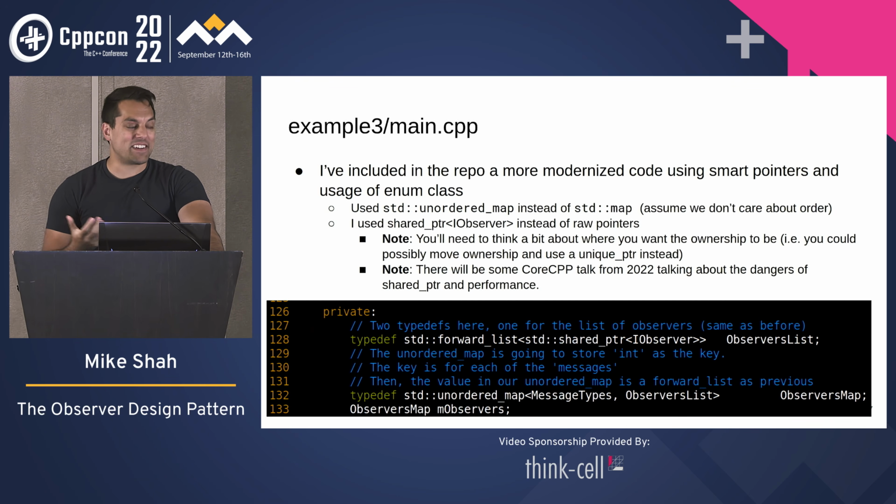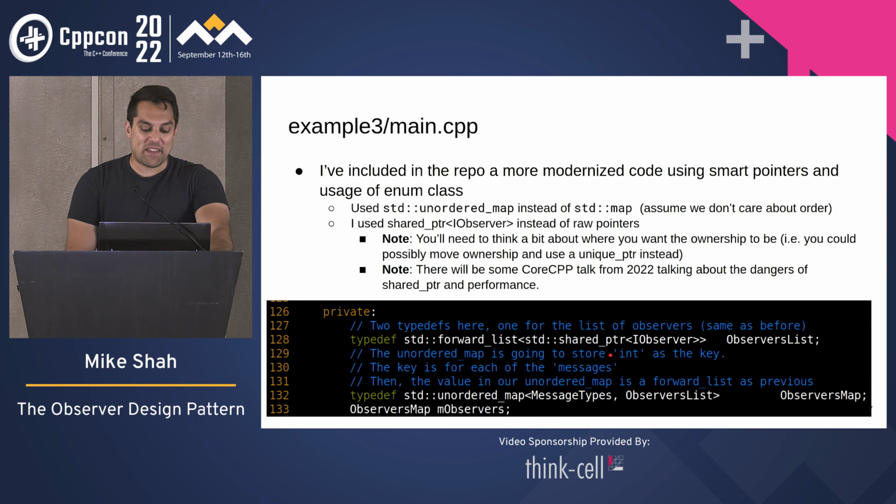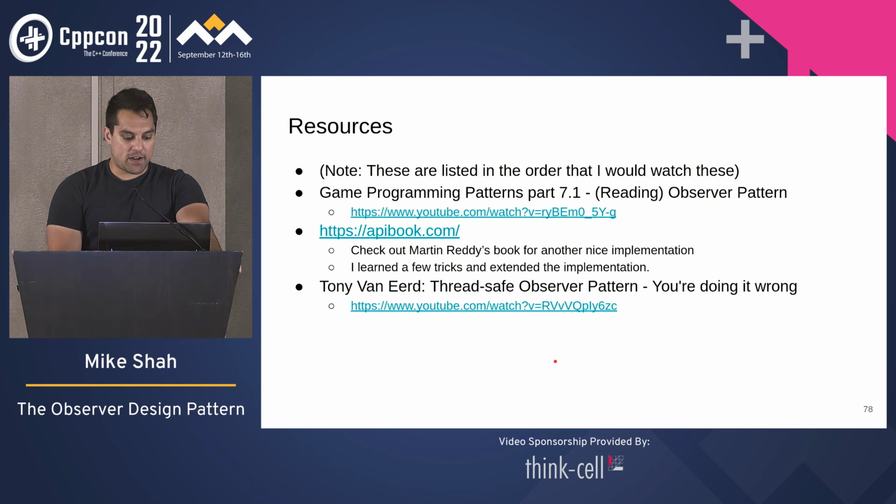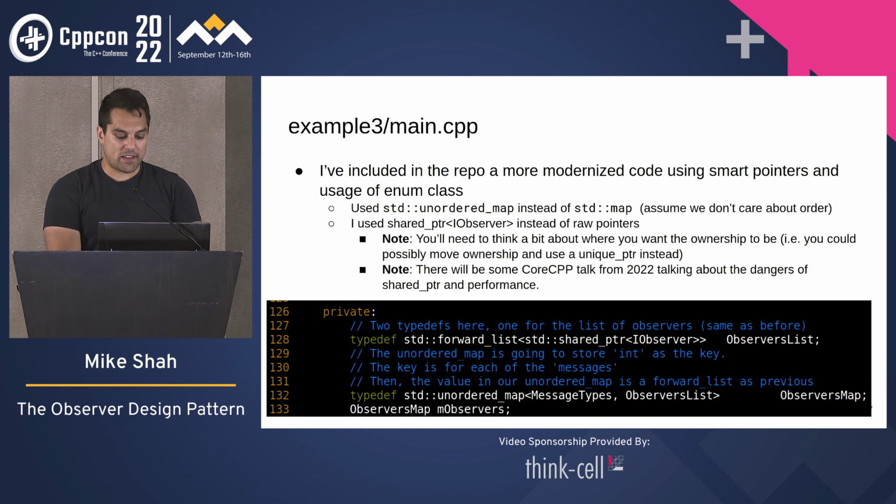Is it going to be a unique pointer? In this case, you have to be careful with shared pointer. There was a talk I was just at, Core CPP, about the performance implications of shared pointer. I think there was one next door as well. There have been a couple about shared pointer and atomic performance too, so you do have to think about that. Once you start sharing things, there's locks involved with shared pointer. And the last thing: there is an enum class in here, I promise, for the messages. So we get at least some type safety. We're not just passing in integers.